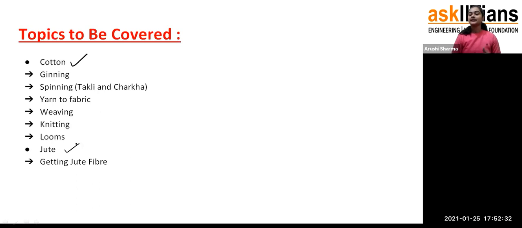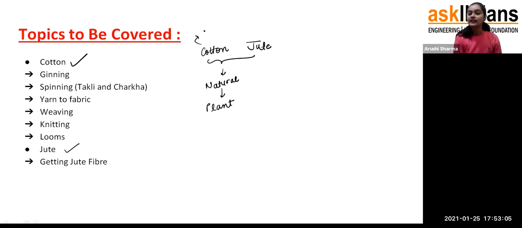But first of all, if I ask you which type of fiber cotton and jute both are, you will say, ma'am, these are natural fibers because we are getting them from nature, from the plant. One important question here is: which part of the plant are you getting it from? We studied this in the last session. The cotton we get from the flower part, and the jute we get from the stem part. Exactly, students.